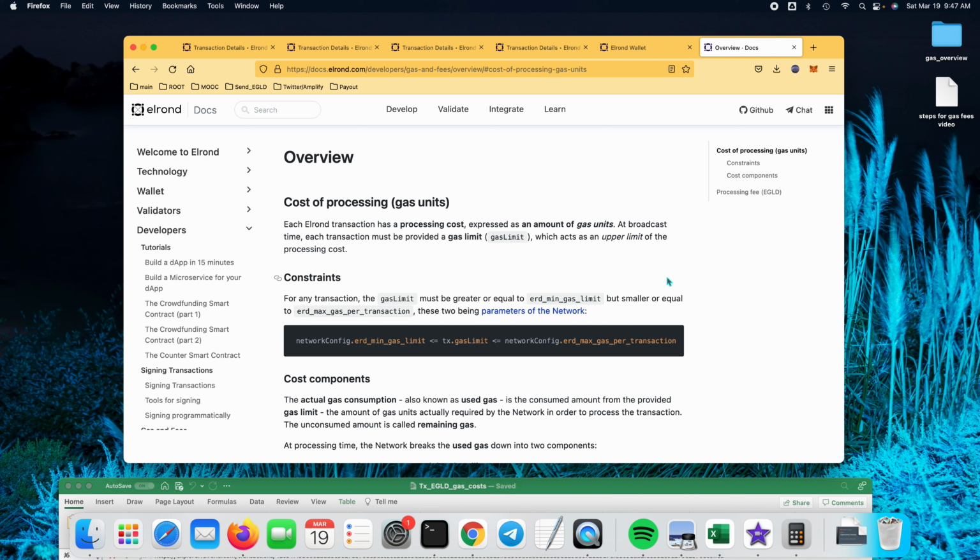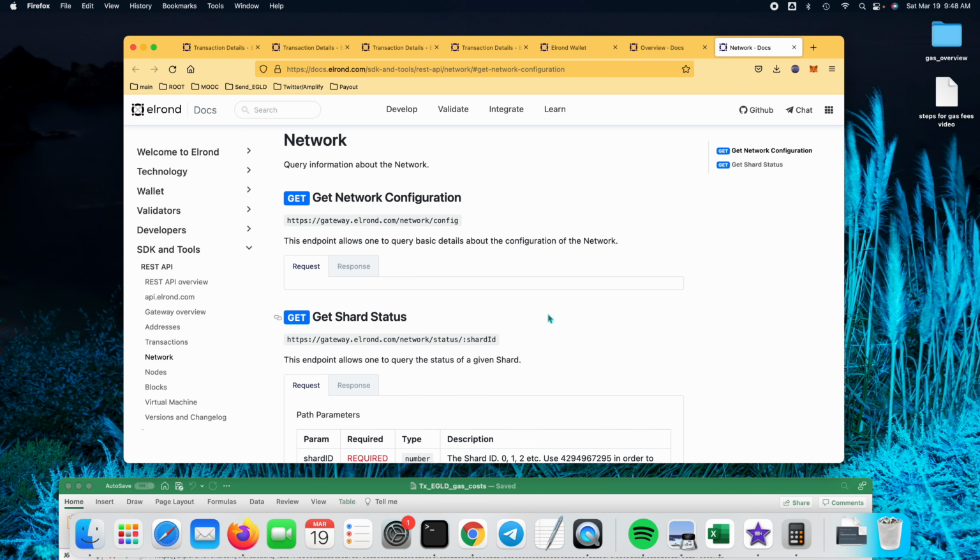So, constraints. For any transaction, the gas limit which you provide must be greater or equal to the minimum gas limit, the ERD min gas limit, which is a specific definition in the network, but smaller or equal to the ERD max gas per transaction. These are part of the parameters of the network. So, how do you look at what the current parameters of the network are? Well, they give you a link right here. So let's follow that.